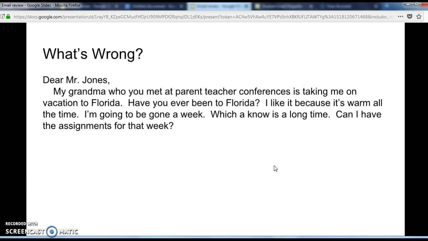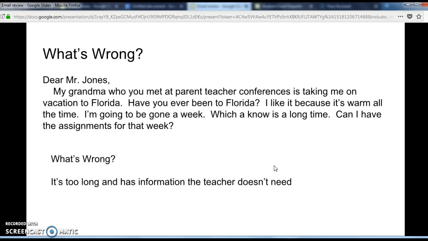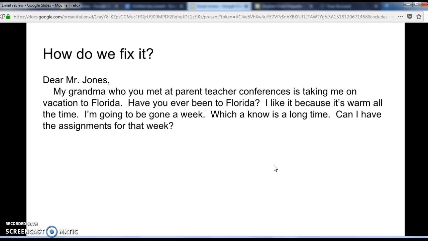So one of the things that's wrong with this email is it's too long, and it has information the teacher doesn't need. The teacher doesn't need to know that your grandma met them at the parent-teacher conferences, and the teacher doesn't even need to care that it's warm in Florida all the time. All right? So how do we fix it? I want you to think about this email, and how would you fix it?